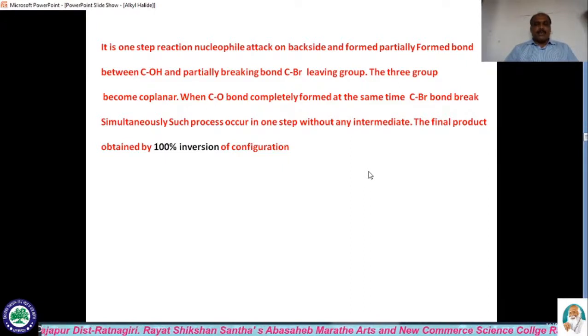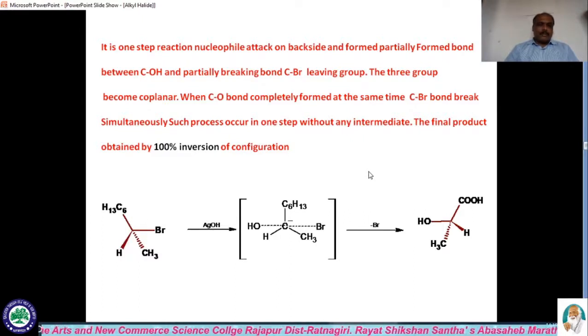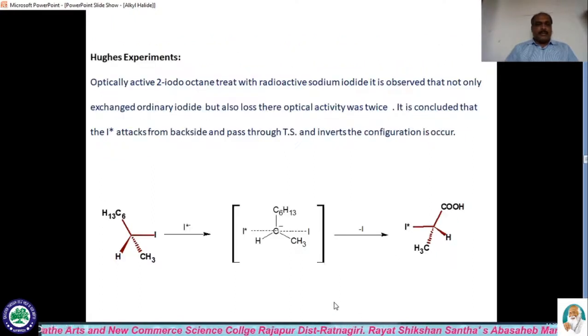The final product obtained shows 100% inversion of configuration in the SN2 reaction. For example, this picture makes it clear that we have 2-bromooctane treated with silver hydroxide. At that time, the OH, a nucleophile, attacks from the backside and forms a partial bond, and the C-Br bond is partially ionized. Next, the leaving group bromide is replaced, forming the C-OH bond completely with 100% inversion of configuration.